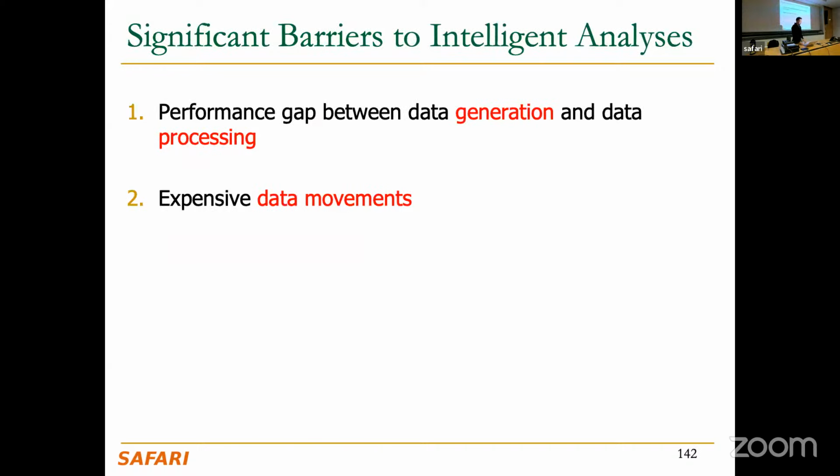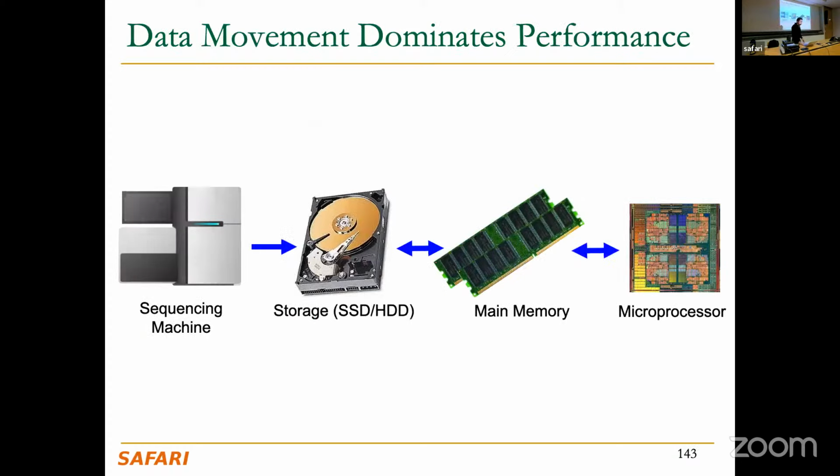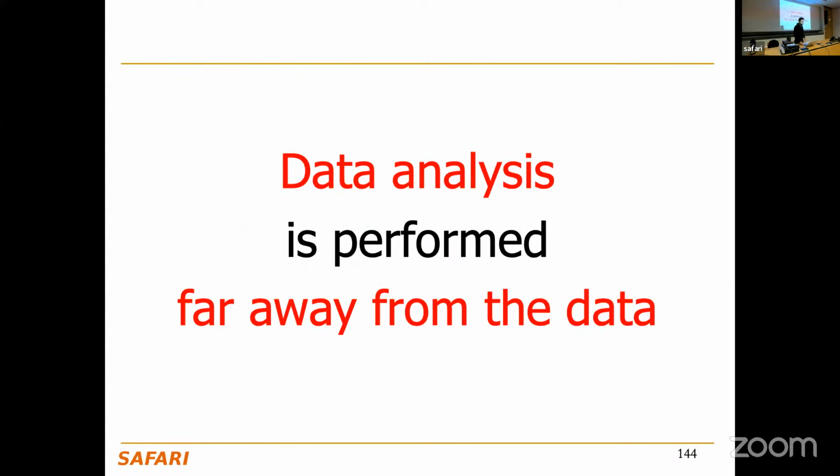Exactly, so this is due to the expensive data movements. The data starts from the sequencing machine itself, moves to the SSDs, then to the main memory, to the processor, back and forth. There's lots of data movement causing the bottleneck, right? And essentially, the problem here is that the data analysis is really performed far away from the data. It's performed far away from the sequencing machine.